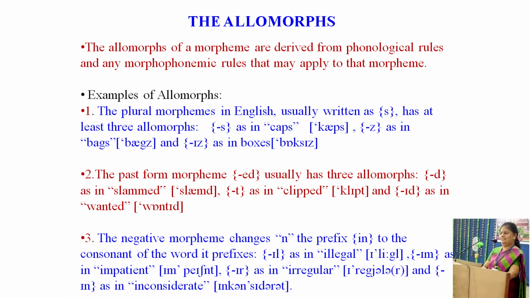The past form morpheme, that is "ed," usually has three allomorphs: d as in slammed, t as in clipped, and ed as in wanted. The negative morpheme changes the prefix "in" to match the consonant of the word it prefixes. For example, il as in illegal, im as in impatient, ir as in irregular, im as in improper, in as in inconsiderate.